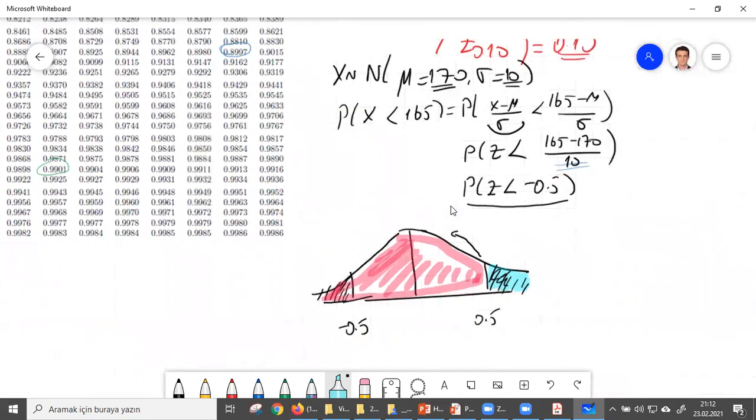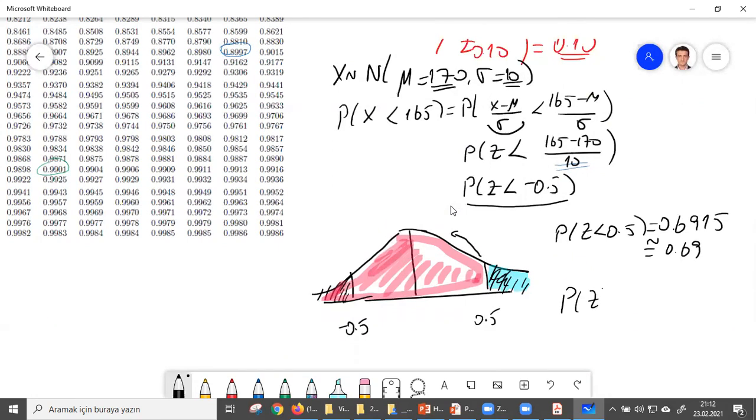0.6915. So the probability that z is smaller than 0.5 is equal to 0.6915, so this is almost 0.69. Then the probability that z is greater than 0.5 is equal to 0.31, which means this is also equal to the probability that z is smaller than minus 0.5. This is equal to 0.31.